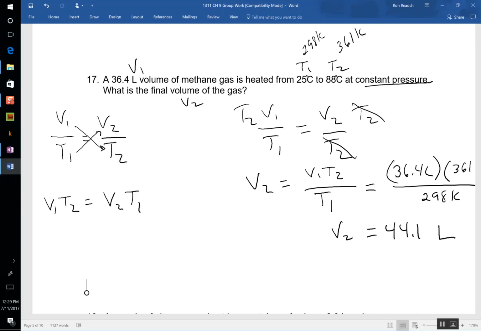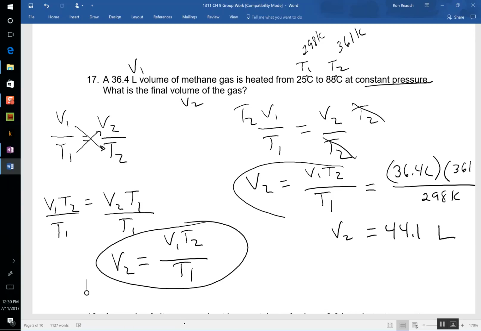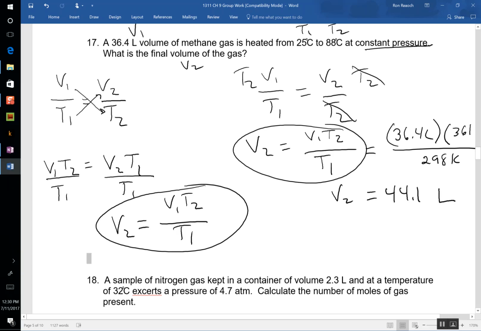So here, if I want to solve for V2, what am I going to do? I'm going to just divide both sides by T1, and that gets me to V2 equals V1 times T2 divided by T1. It gets me to the same expression, whether I use Charles' law in its original form or convert it into V1 T2 equals V2 T1. Work with it either way you'd like.